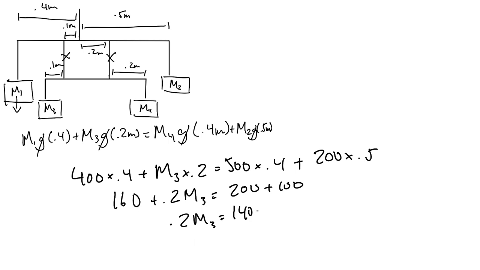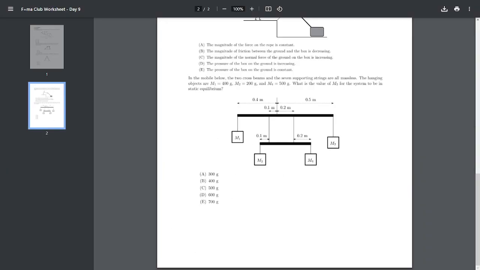And that means that if we just multiply by 5 on both sides, our mass 3 is going to be equal to 700 grams. And if we go back to our handy dandy little worksheet, we'll see that that gives us E, which is going to be 700 grams.